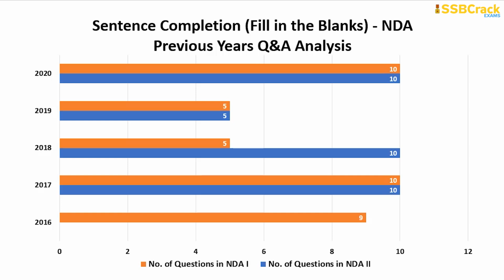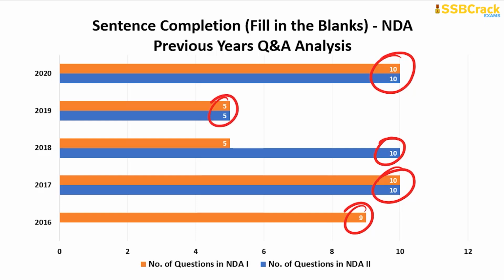So, for fill in the blanks, the number of questions that came in NDA 1 and 2 2020 is 10. 10 questions also came in NDA 2 2018 and NDA 1 and 2 2017. Whereas 9 questions came in NDA 1 2016 and 5 questions came in NDA 1 and 2 2019 and NDA 1 2018. So again, you can get 5 to 10 questions which will carry around 20 to 40 marks for fill in the blanks. Okay.